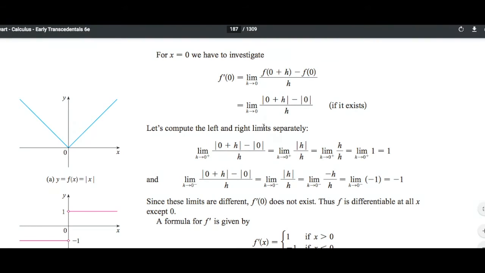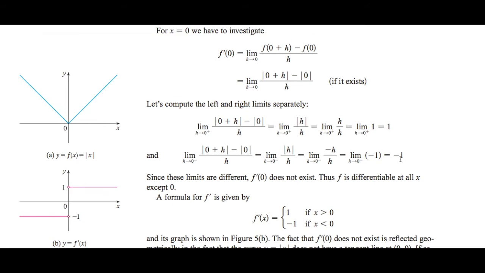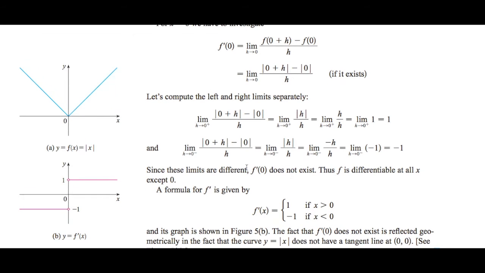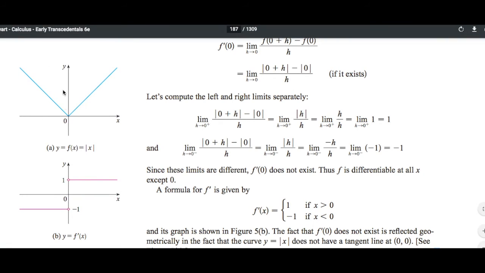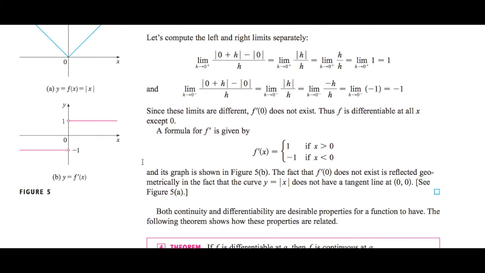You have to compute the left side and the right side separately because it doesn't exist at that point. You can't just put in the zeros. So here the right side will be 1, left side will be negative 1. And since these limits are different, the derivative at 0 does not exist. So f is not differentiable at 0, and it is differentiable everywhere else besides 0. So this goes back to the definition of a limit, and you need to check both the left and the right.